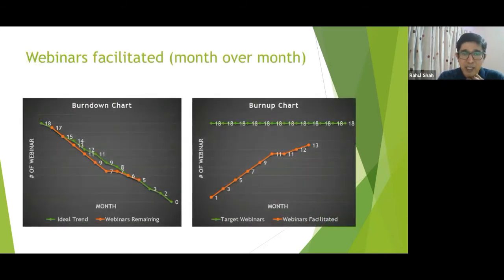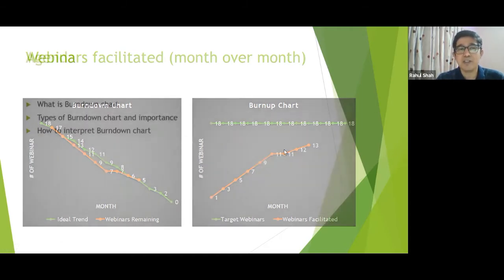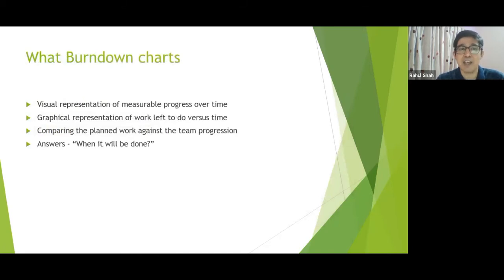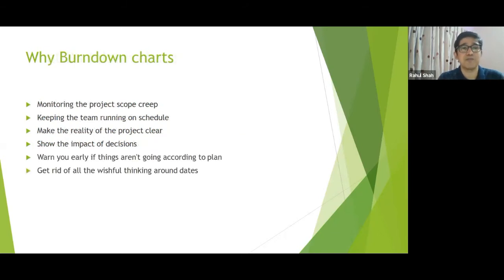At least it shows that you are on track and should be completed in the remaining 3 months. And here also, if I draw a trend line, it looks good. So that data it gives. Just by looking at the chart, interpreting or reading between the lines is a different thing, which will come. So why is this required? Monitoring the project scope creep, in the sense that I have decided that I will do 18 webinars.